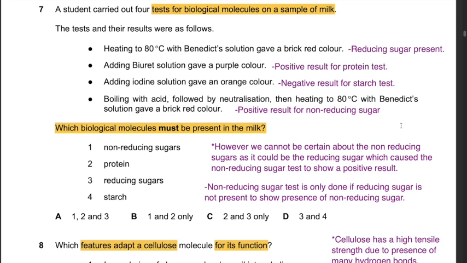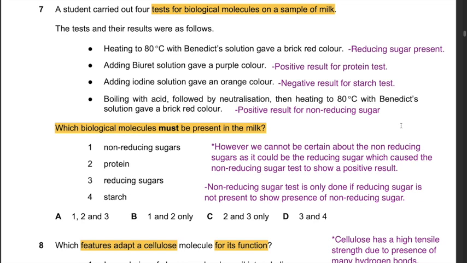Question 7. A student carried out 4 tests for biological molecules on a sample of milk. The tests and their results were as follows. Heating to 80 degrees Celsius with Benedict solution gave a brick red color. Adding biuret solution gave a purple color. Adding iodine solution gave an orange color. Boiling with acid followed by neutralization, then heating to 80 degrees Celsius with Benedict solution gave a brick red color. Which biological molecules must be present in the milk?